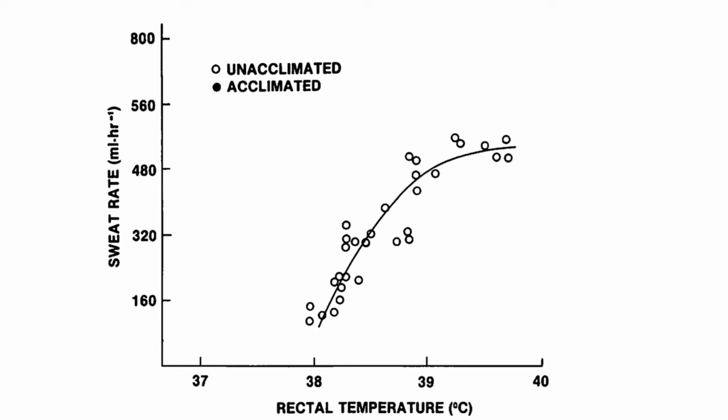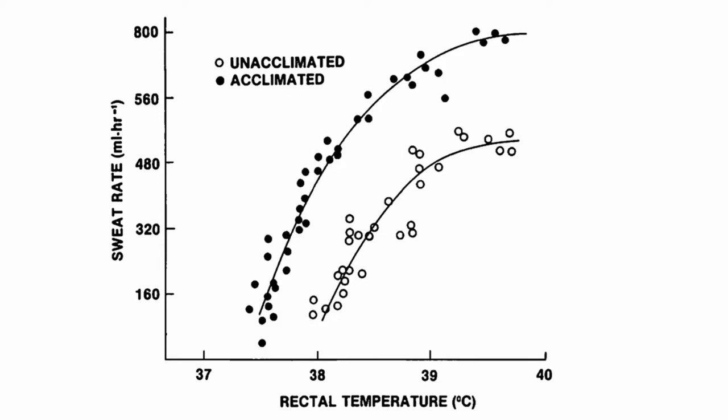So, a little bit more on the sweat adaptations. Here we have the relationship between rectal temperature, which is on the x-axis, and sweat rate. And we can see that as rectal temperature increases, we have a higher sweat rate. We also see that it takes some increase in rectal temperature before we start seeing an increase in sweat rate.